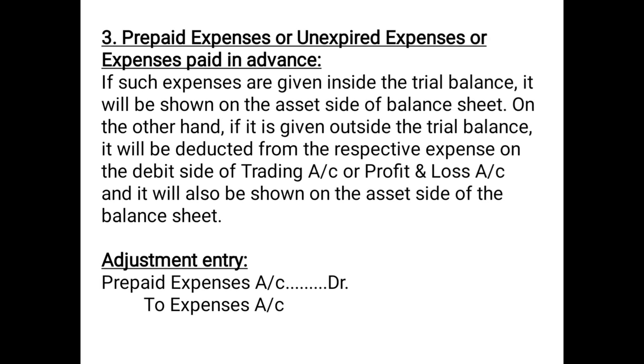If it is a direct expense, then trading account. If it is an indirect expense, then profit and loss account. And it will also be shown on the asset side of the balance sheet, because it is expenses paid in advance, therefore it is regarded as an asset. What will be the adjustment entry? The same entry, the closing entry which we have discussed in case of journal. Prepaid expense account will be debited because it is an asset, to expenses account, because this will reduce the expenses actually paid to the actual amount of expenses due for the current year.